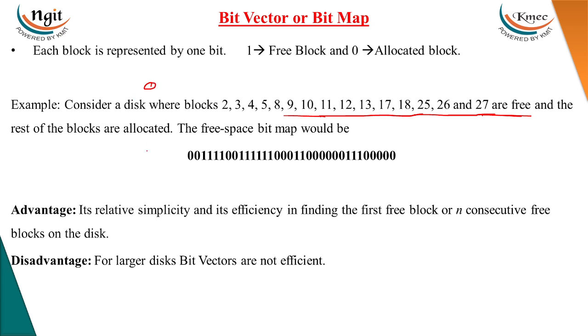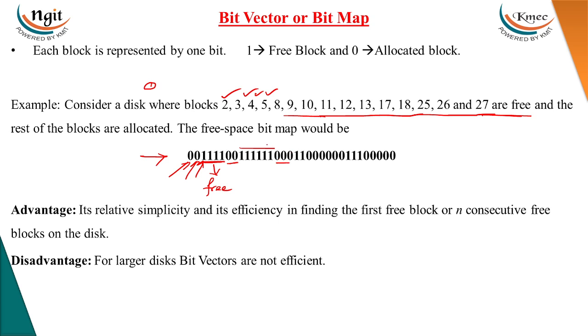So there will be a bitmap or bit vector. This is the 0th block, this is the first block, this is the second block. Here we can see blocks 2, 3, 4, 5 are contiguous, so there will be four 1s. These 4 are free, followed by 0, which is used, then followed by 1, 2, 3, 4, 5, 6. These 6 blocks are free, followed by 3 blocks that are taken.